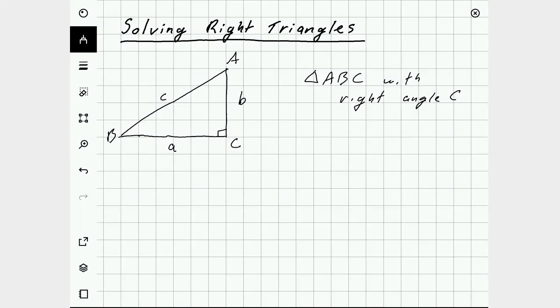Solving right triangles. As you can see, I already have drawn out a general right triangle. And what I want to point out before we get into the mechanics here is the naming convention.